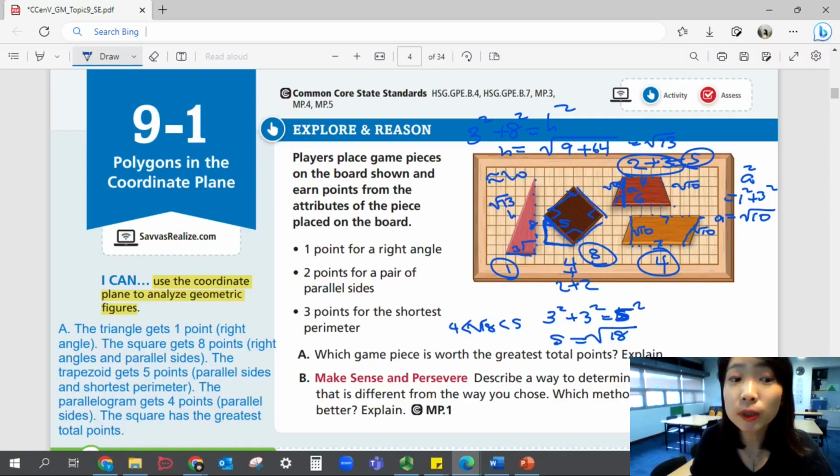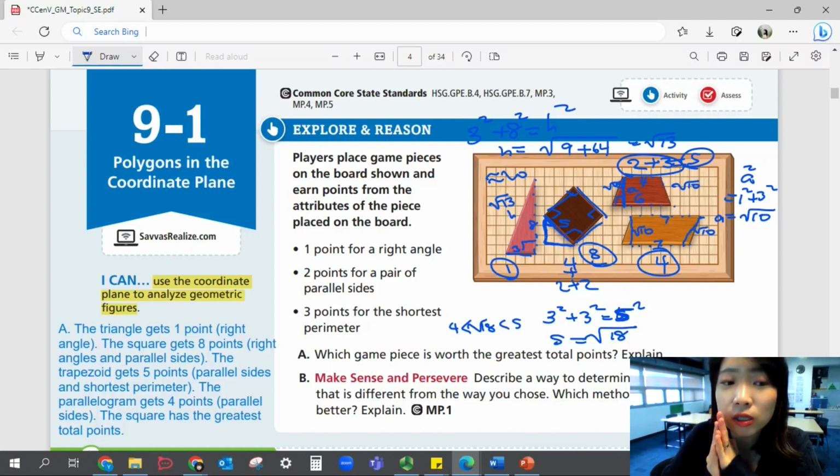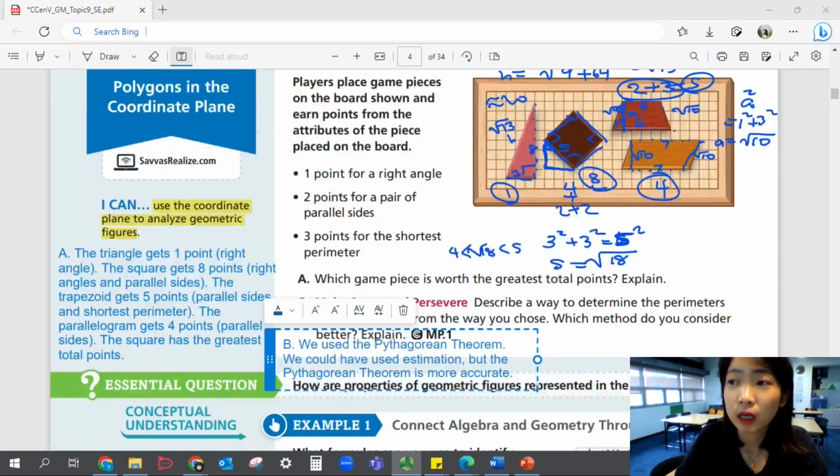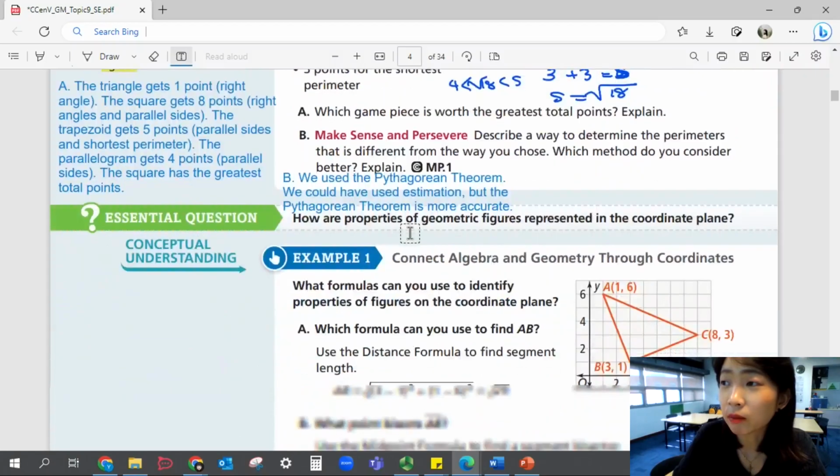So if the perimeters are super close to each other, then your estimation method might not really work, because depending on your estimation, the answers could be different, right? So using the Pythagorean theorem is, I would say, the most accurate way. So we could just write that down. We use the Pythagorean theorem. We could have used estimation, but the Pythagorean theorem is more accurate.